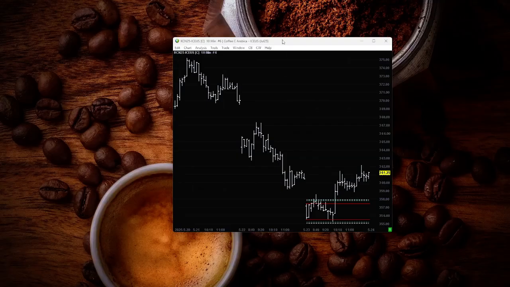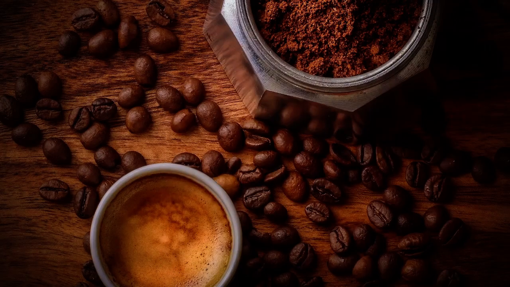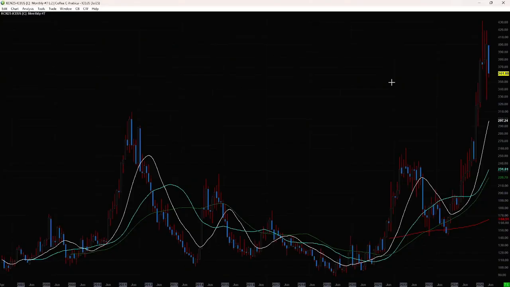Okay, so let's discuss how the futures move, and we'll go from there. So first, let's just take a quick look, because I know a lot of you probably have not seen a coffee contract before. So to you, this is like unbelievable. So let's just discuss it.